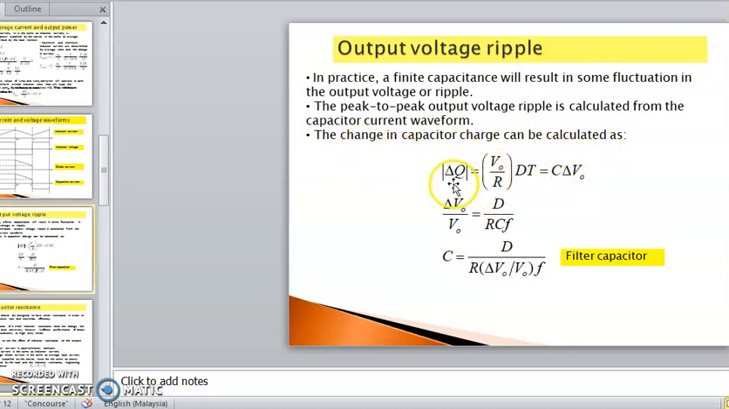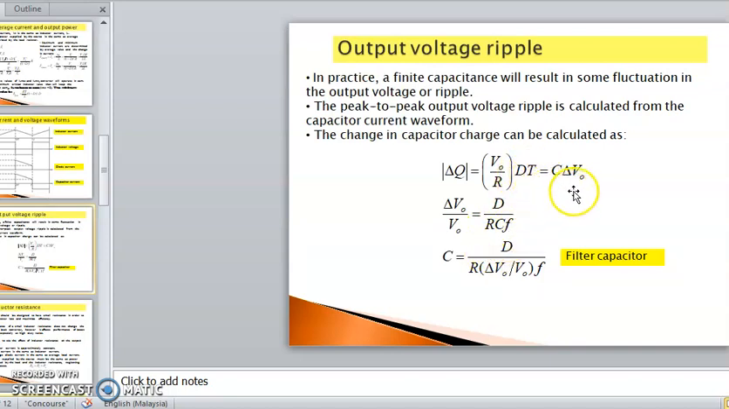Okay, the parameter delta Q here is equal to I naught, which is V naught or V out divided by R, times the duty cycle of the period. It is equal to the capacitance times the difference of output voltage level. So if we rearrange the calculation, the voltage ripple of our output divided by the average output voltage is equal to D, the duty cycle, divided by R, C, and F, the ohms value times the capacitance value times the frequency.